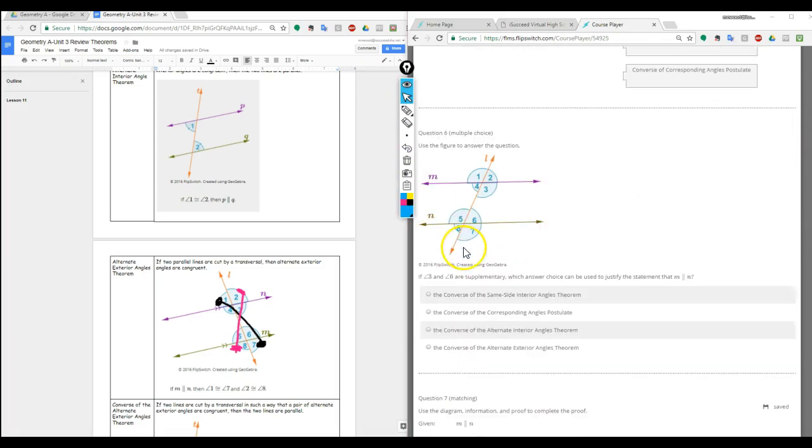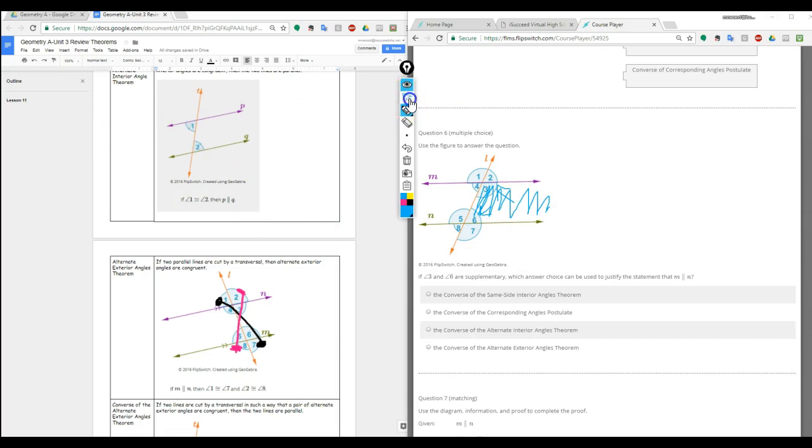Alright, use the figure to answer the question. I'm noticing that we're not given that M and N are parallel, so I can't assume that. If angle 3 and angle 6 are supplementary, which answer choice can be used to justify the statement that M is parallel to N? Okay, so let's look at what angle 3 and angle 6 are. First notice that they are inside and on the same side. They're both on the right side of that transversal.